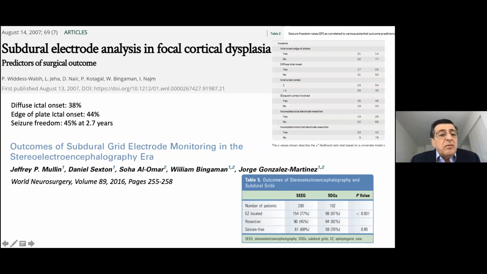So my epoch to the later epoch. In the first paper, subdural electrode analysis in focal cortical dysplasia, published in 2007, looked retrospectively at the cases performed previously. Diffuse ictal onset was noted in 38% of cases, edge of plate ictal onset in 44%, and seizure freedom was only 45% at 2.7 years.